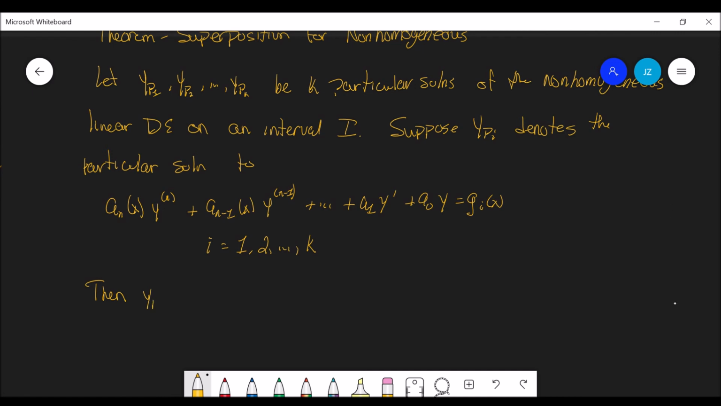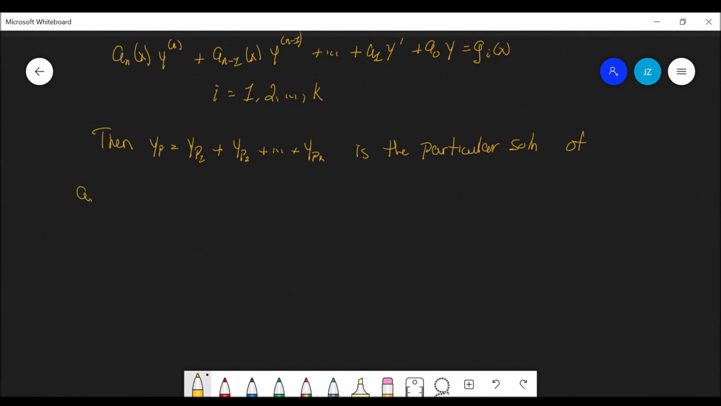Then the summation of all these individual particular solutions is the particular solution of the equation a sub n nth derivative y plus a sub n minus 1 (n minus 1) derivative y plus and so on plus a1 y prime plus a naught y is equal to g1 plus g2 plus and so on plus g sub k.